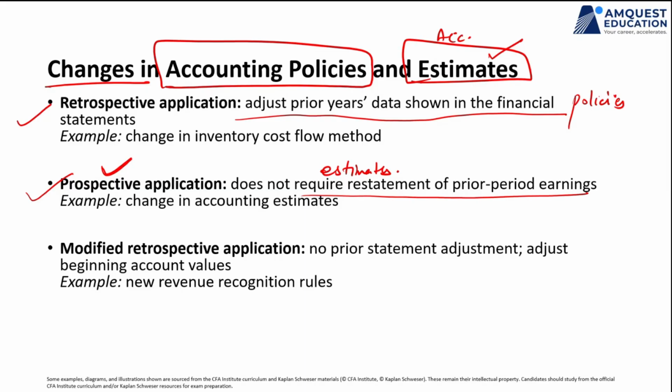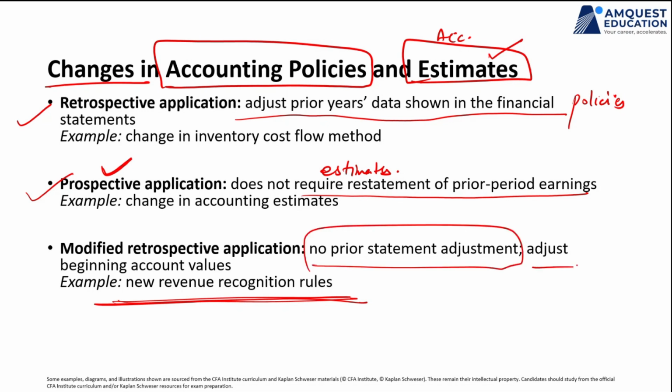Then there is modified retrospective application, where no prior period adjustments are required. Adjust beginning account values, which is basically for new revenue recognition rules. If rules change, then no prior statement adjustment is required. Only forward looking or beginning account values have to be changed. But this is very clear: if accounting policies are changed, you will do retrospective. If accounting estimates are changed, you are going to do prospective. Prospective means only forward. Retrospective means backward will also be changed.